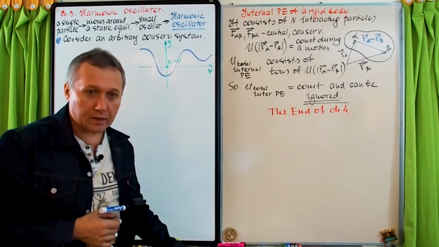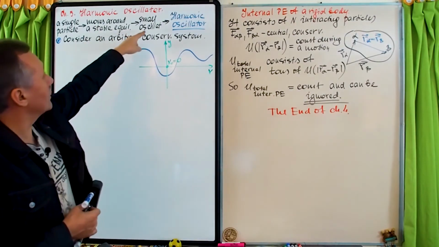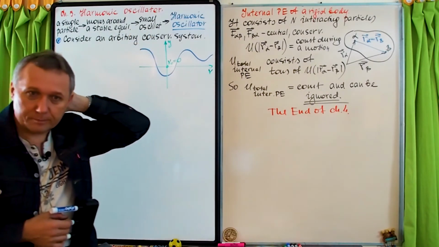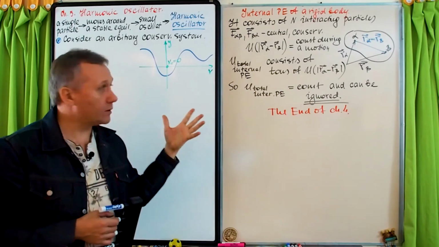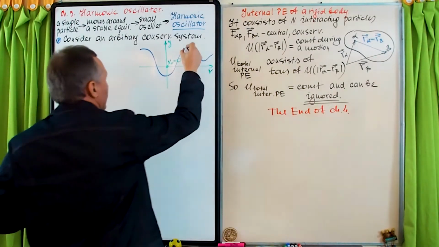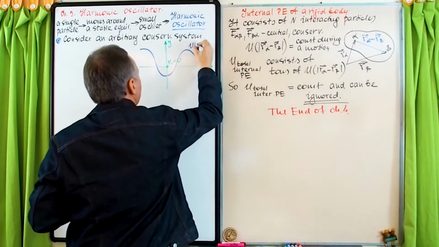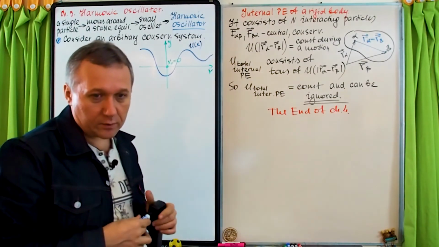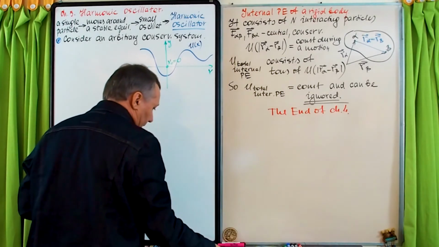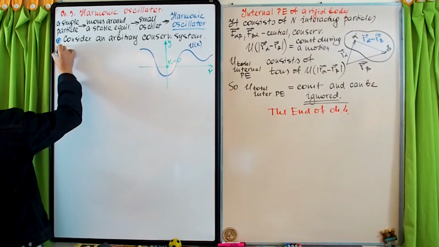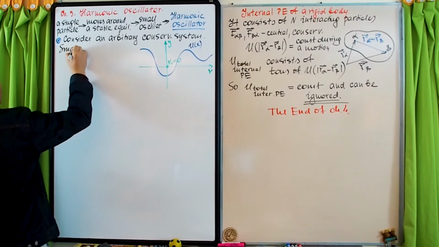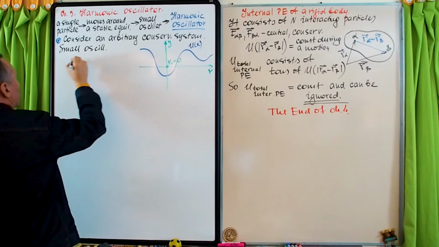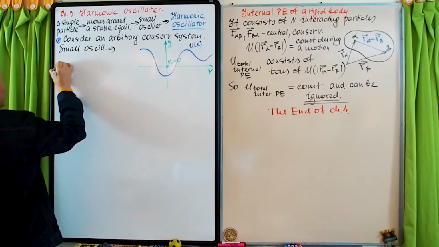Since we are going to assume that we have small displacements, we can use Taylor expansions. So let's expand this potential energy. Let me emphasize, this is U as a function of x, potential energy as a function of x. Let's expand it using Taylor expansions. So small oscillations. As a result, we can use Taylor expansions.